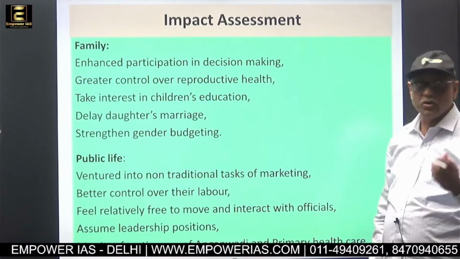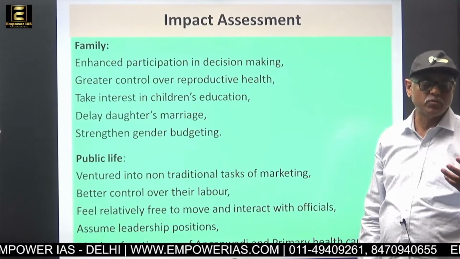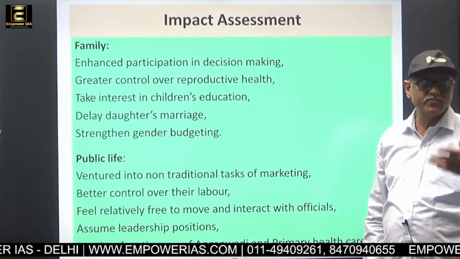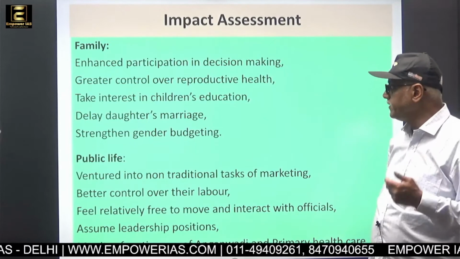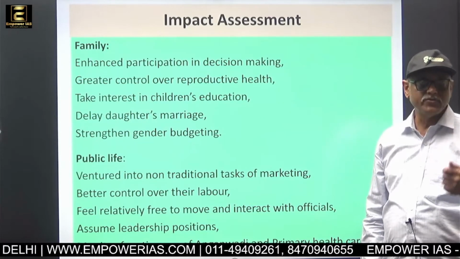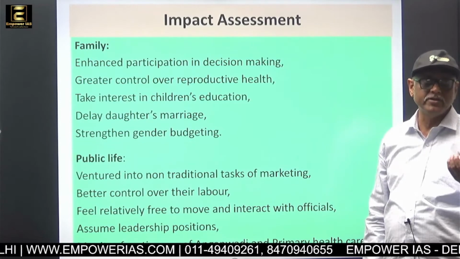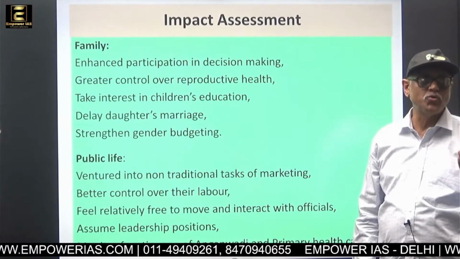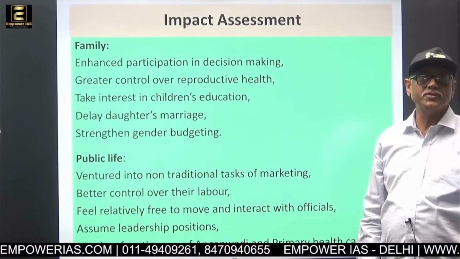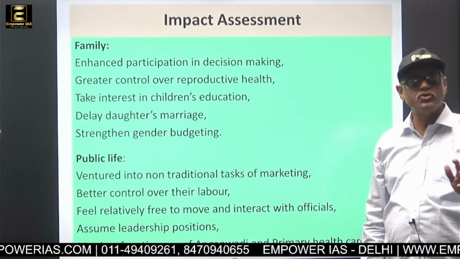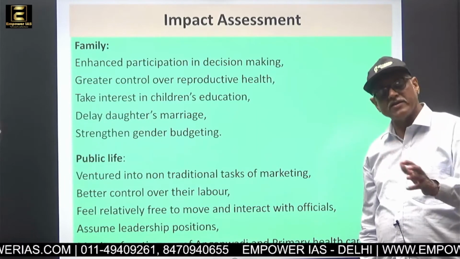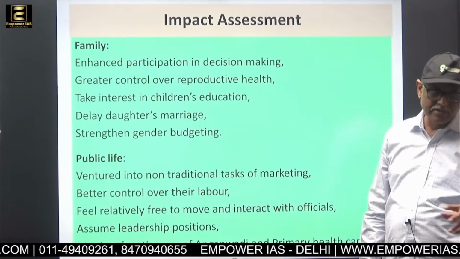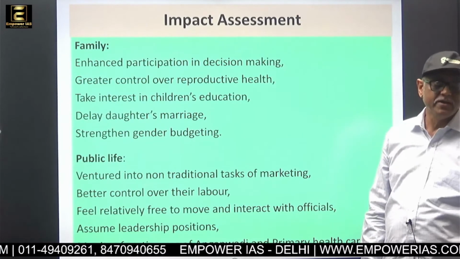They decide better, or more, about their reproductive health, such as the spacing of children. All these things they have a say in now, and they take interest in children's education. The moment women get money, the first thing they do is see that children go to school. Daughters' marriage does not take place early, because they know that early marriage has a huge negative impact in a woman's life. So they try to delay daughters' marriage and give education to their children as much as possible.